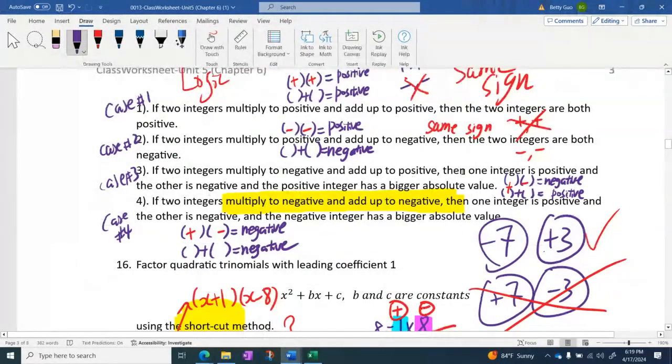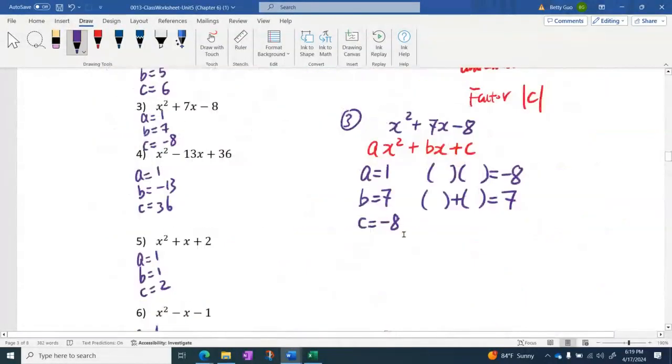then the two integers have opposite signs, and the positive number has a bigger absolute value. So this is how I mark the conclusion. One is positive, the other is negative, and the positive number has a bigger absolute value. The negative number has a smaller absolute value. So I put a bigger question mark to remind myself the positive number has a bigger absolute value. The smaller question mark indicates the negative number has a smaller absolute value.